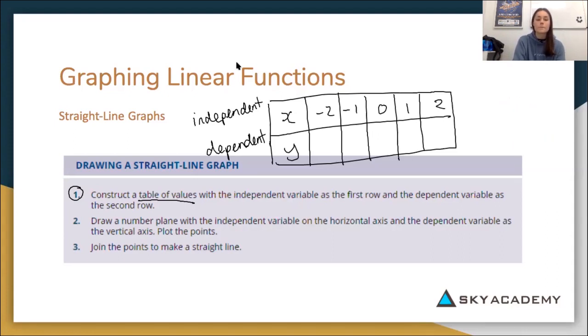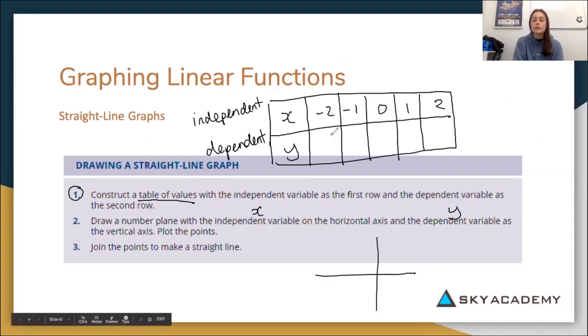Number 2 says draw a number plane with the independent, which is our x, and dependent variables. And so we draw up a number plane, put these points onto the number plane. So if it was 1, 4, for example, you go across to 1 on the x, and then you go up to 4 on your y and put a point there.